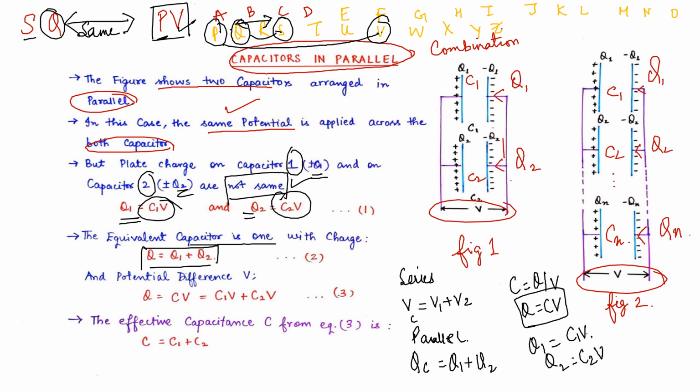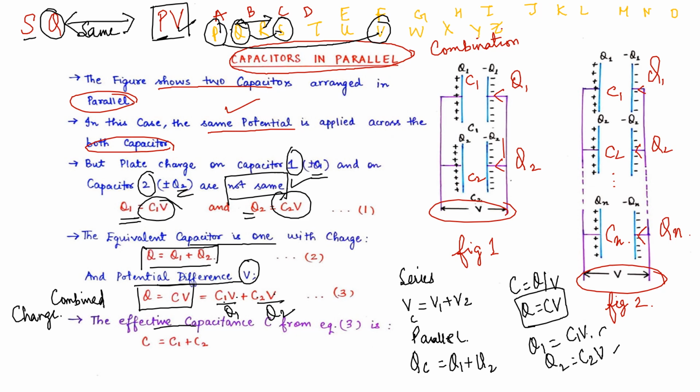V will remain the same as we are reading it already. For potential difference V, Q equals CV. This is the combined charge. Q equals CV, that is combined, and this one is for Q1 and this one is for Q2, C1V plus C2V. See here, from here this is picked up and written over here.